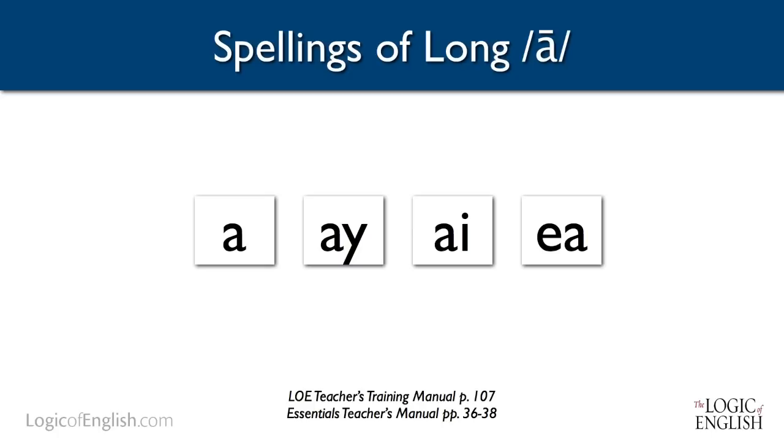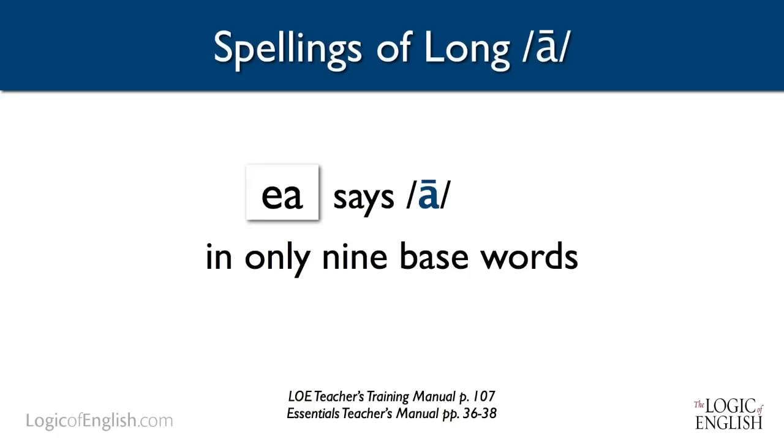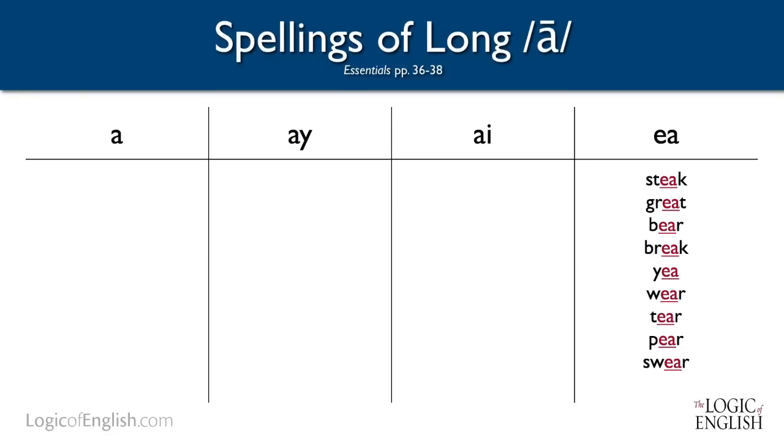Now, to help us begin to sort this out and to organize this for the students, I like to show students that E-A says A in only 9 base words. And here they are listed for you right on the screen. One way you can help students to memorize these words is to have them create a silly sentence that incorporates each of the words. Or this would be a list that would be great to put on a word wall within the classroom so that students have continual reference to know that the E-A phonogram says long A in only these 9 base words.